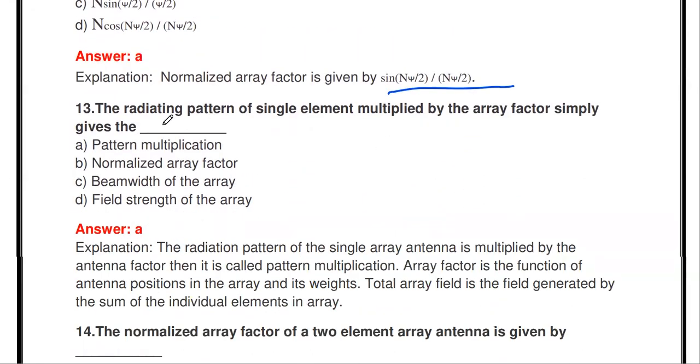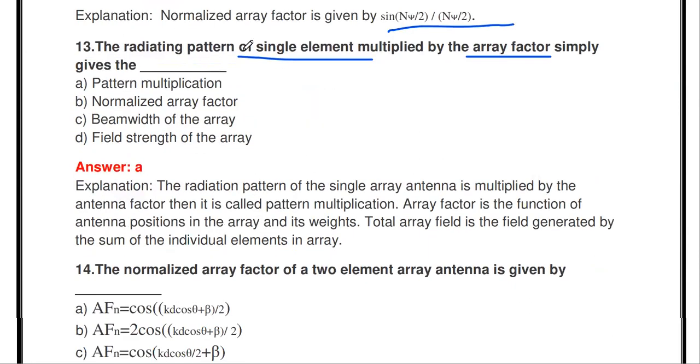The next thing: the radiating pattern of a single element multiplied by the array factor simply gives the dash. The radiation pattern of a single element multiplied by the array factor is nothing but pattern multiplication. Already you know the pattern multiplication: it is the radiation of the single antenna multiplied by the antenna array factor. It is called pattern multiplication.